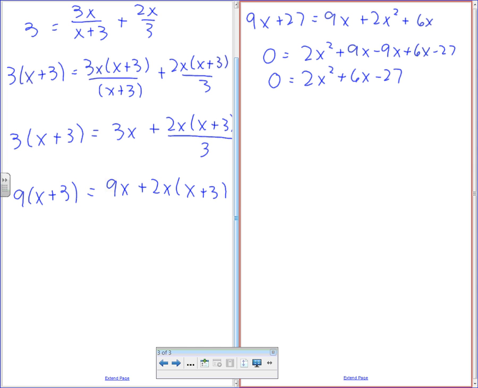Question? Why did you not FOIL on the left-hand side, the last line? Why did you not take the 9x and put it into the x plus 3? Okay, because the only thing that's connected to this bracket here is just the 2x, right? So that 9x, because there's a plus, is totally separate. It doesn't have brackets. The only thing that's connected is if there are brackets.